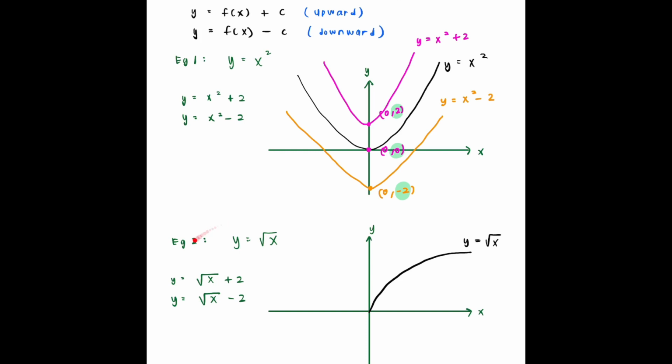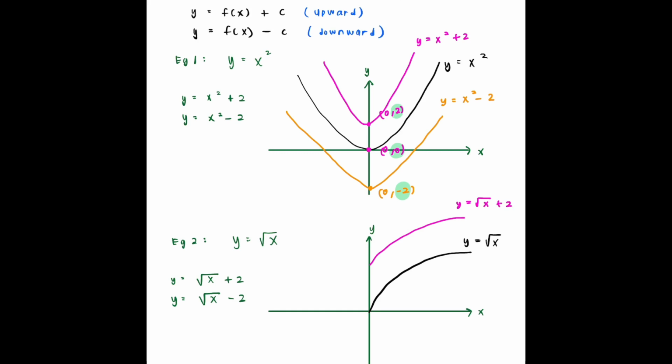Okay. Look at the second example here. Your graph will be y equal to square root of x. So this is the shape. So you have to know the basic graph. Always remember the shape of the basic graph. So what happens if you have square root of x plus 2? Your graph will be moving upward 2 units. So this is your new graph, y equal to square root of x plus 2.